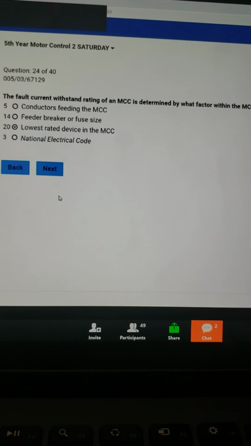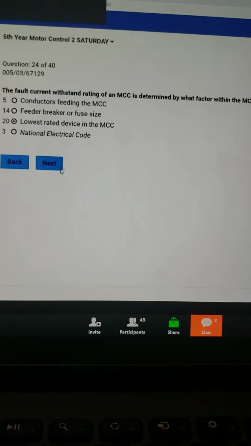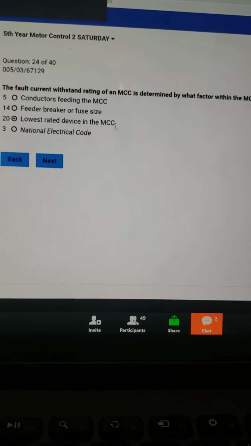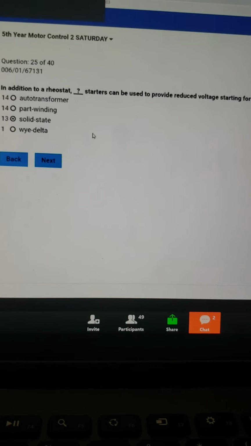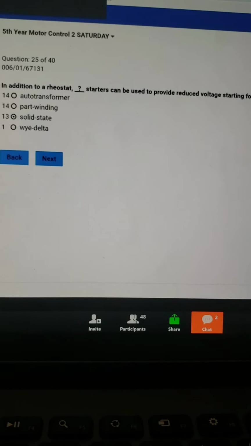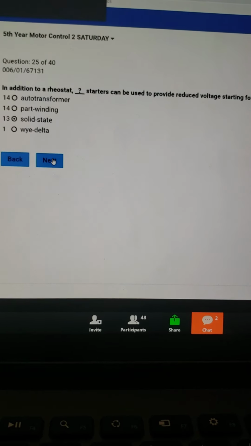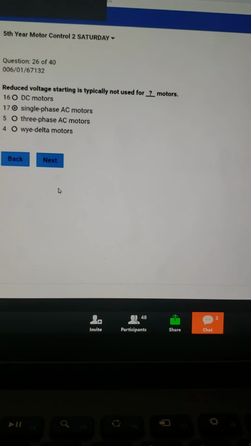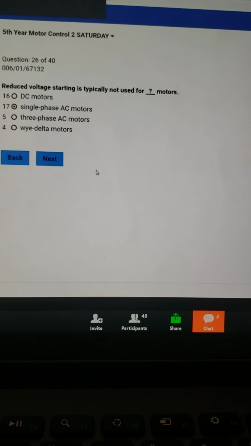Fault current withstand rating of an MCC is determined by what factor in the MCC? Lowest rated device in the MCC. In addition to a rheostat, solid state starters can be used to provide reduced voltage starting for DC motors. Reduced voltage starting is typically not used for single phase AC motors.